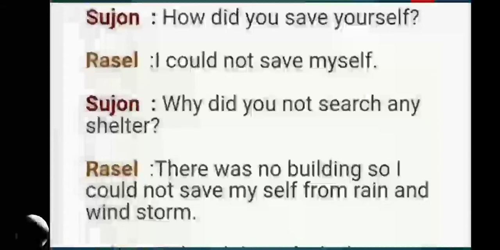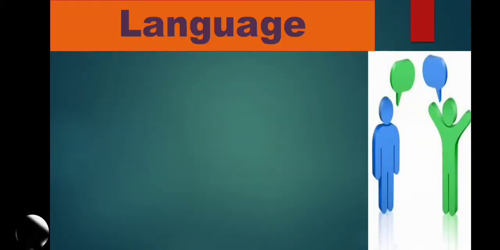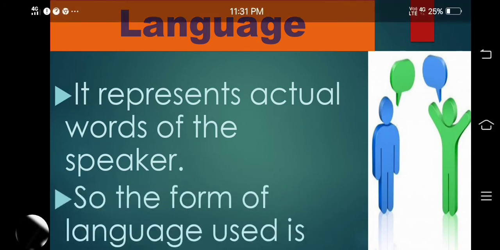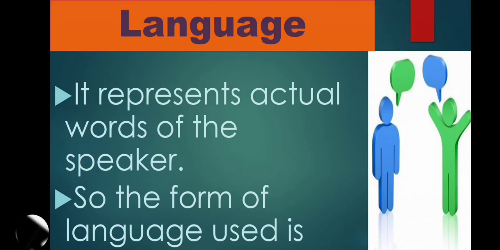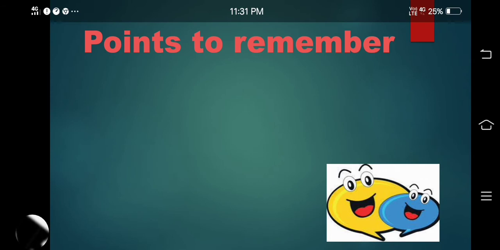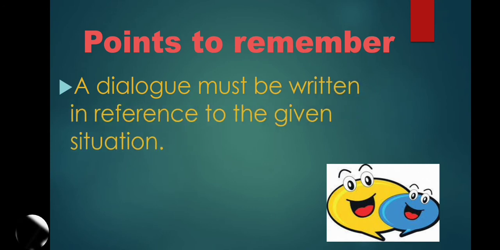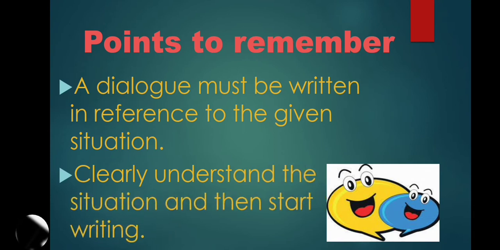Now, we shall see how we can write a dialogue. First and foremost, while we are writing a dialogue, the language that we use is important. The dialogue should represent the actual words of the speaker. So, the form of language which is used should be simple. The points that we have to remember while writing a dialogue are given here. A dialogue must be written in reference to the given situation. We should clearly understand the situation and then start the dialogue writing.